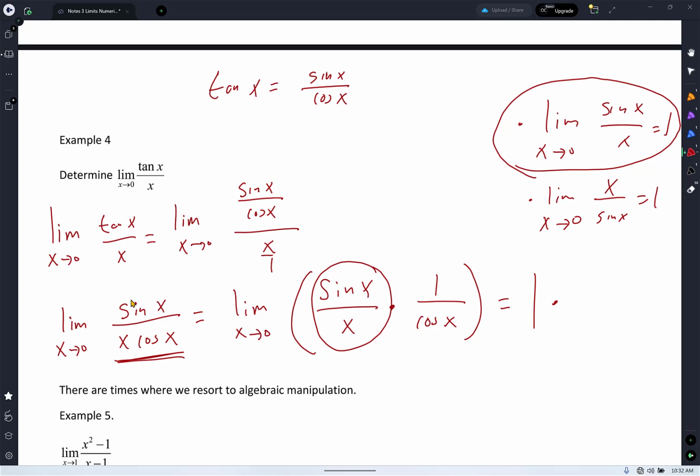Cosine of 0 is 1, so I can do direct substitution on that. So I have like 1 times 1. What's 1 times 1? There it is. You got it.